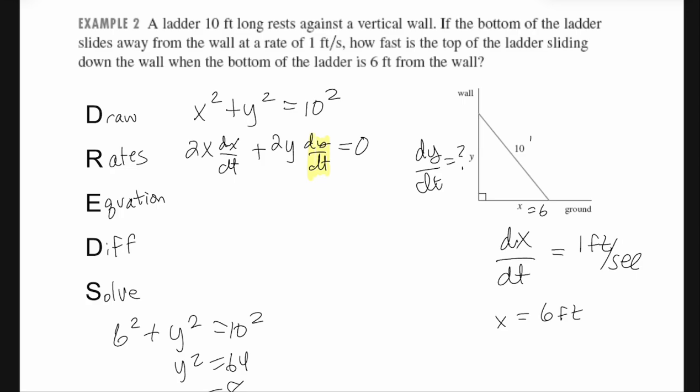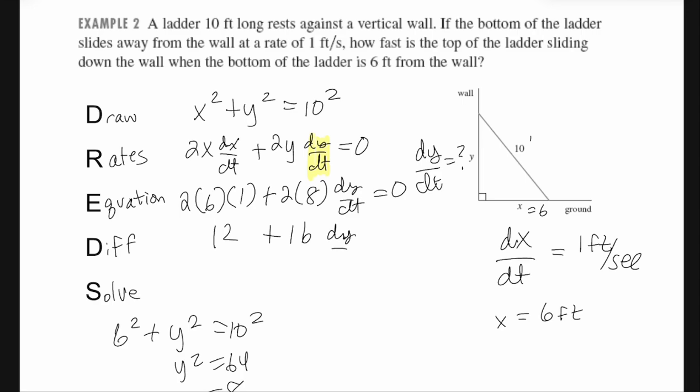Let's shove the stuff into the problem. So this is 2 times 6 times 1 plus 2 times 8 times dy dt equals 0. Now that's just a problem that needs solved, nothing crazy. So that's 12 plus 16 dy dt equals 0. Move the 12 to the other side, it becomes a negative. Divide by 16. Now, why is that negative?